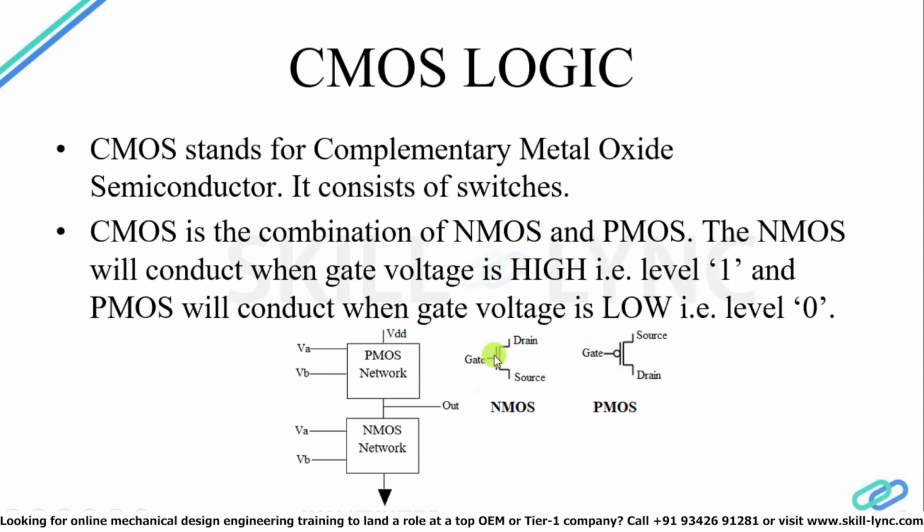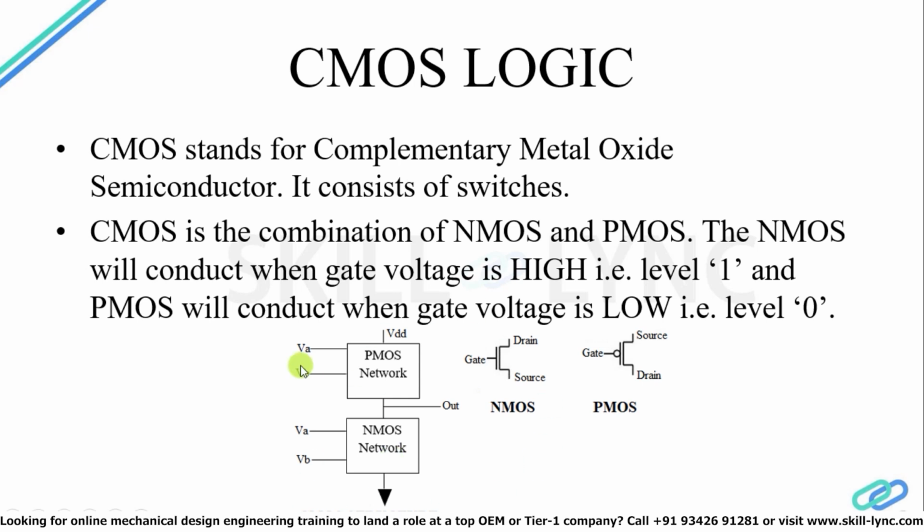And PMOS consists of P-type source and drain diffused on an N-type substrate. Here the majority carriers are holes. When a high voltage is applied to the gate, it will not conduct. When a low voltage is applied, it will conduct. NMOS is considered faster than PMOS. Why? Because electrons travel twice as fast as holes.